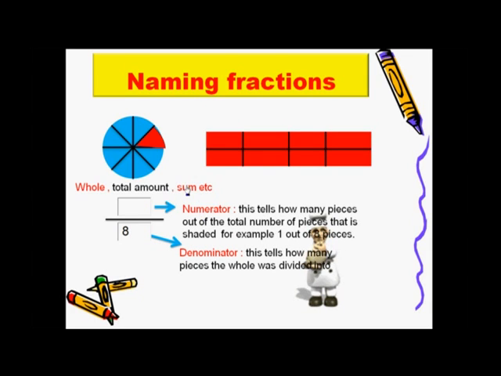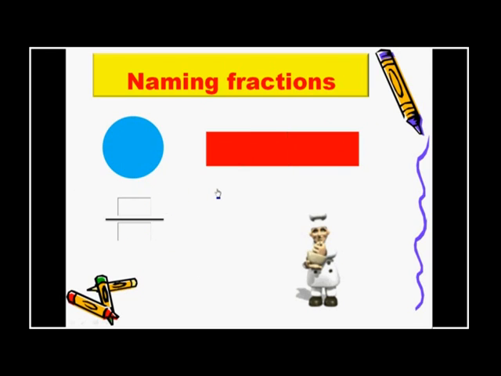Now the numerator, if you look at the arrow, will be the top number. Now the numerator does what? This tells how many pieces out of the total number of pieces are shaded. For the example, 1 out of 8 pieces. So I've shaded 1 out of 8 pieces. So the name of that piece is 1/8. Very good. Now let's look at what is this again? How many circle? Good, 1/8.